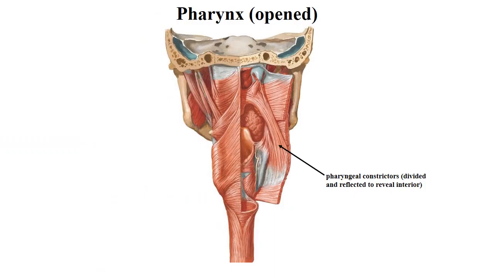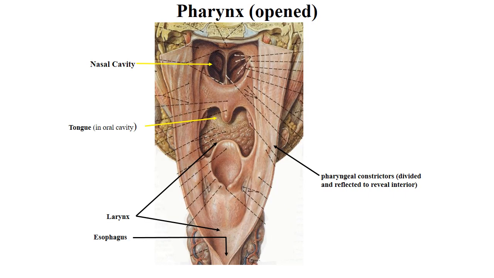All right, let's keep going. So let's go inside now. What we want to do is make a nice midline incision along the posterior midline of the pharynx, right between the left and right pharyngeal constrictor muscles, and then open up the pharynx like a book and look inside. That's what we've done to one side here to reveal the interior. There are lots of cool things in here. Then we're going to do it to the other side. So now we've reflected both the right and the left side, and this is the view we get.